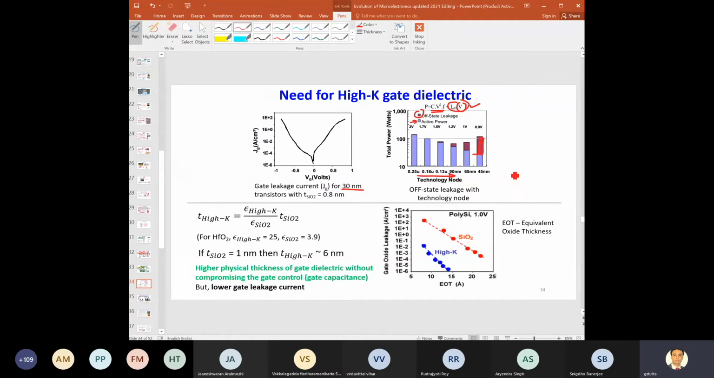For that, scientists have come up with the idea that we will not use silicon dioxide as a gate dielectric, but rather some other dielectric whose dielectric constant is pretty high, called high K. For example, silicon dioxide's dielectric constant is 3.9, right? If we have some dielectric material whose dielectric constant is 25, then we will get some advantage. What advantage? Let us see that.